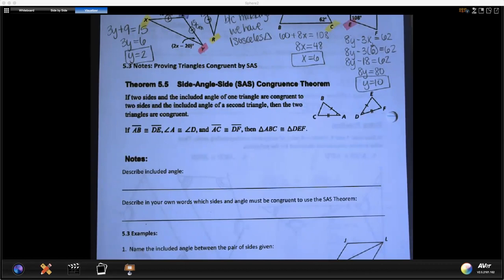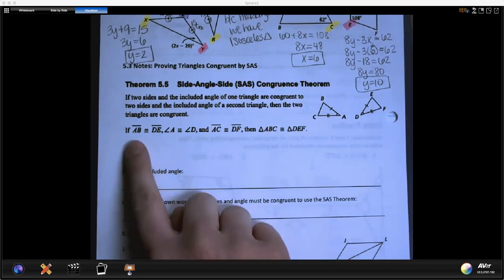Okay, so theorem 5.5 states that if two sides and the included angle of one triangle are congruent to two sides and the included angle of a second triangle, then the two triangles are congruent. Okay, let's break that down just a little bit more.